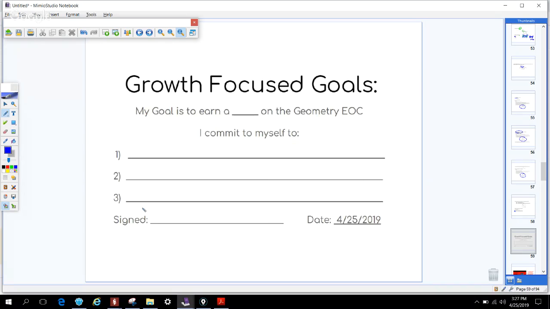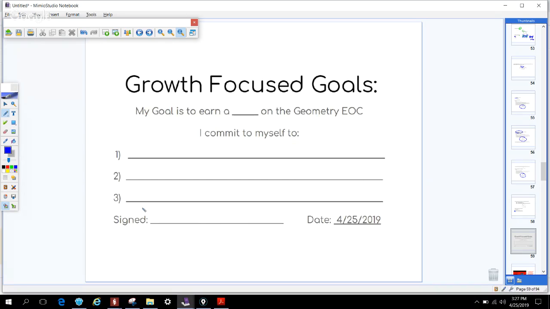But imagine what could happen if you actually invested a half an hour each night to help you. Imagine what would happen if you invested an hour a day between now and the EOC. Two hours a day. Write for yourself. I'm not going to take these from you, but write down what you commit to yourself and then sign your name.